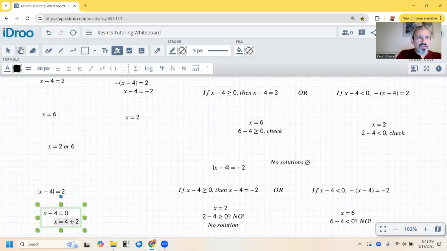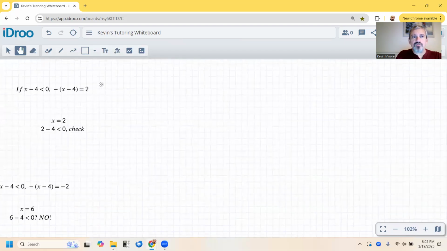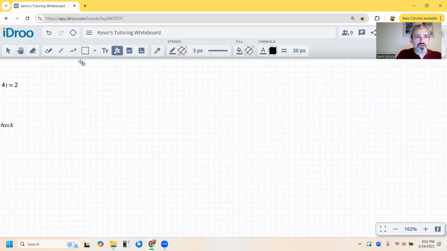Let's try an inequality just for a moment. Let's say we have the absolute value of x minus 4 is greater than 2.